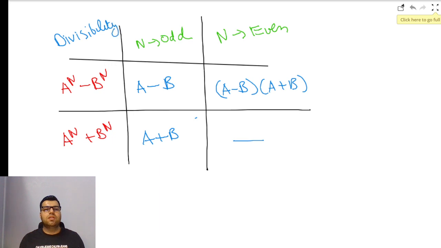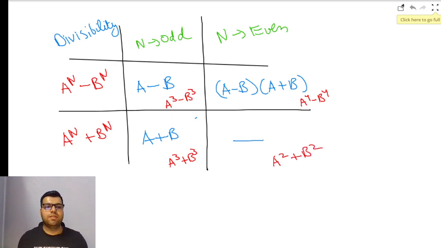This is used in questions on remainders. So just so that you can remember, you can take this case as a cube minus b cube because it is divisible by a minus b. Here you can take it like a cube plus b cube. You will get to know it is divisible by a plus b. Here you can remember something like a raised to power 4 minus b raised to power 4 divisible by a square minus b square. And if it is a square plus b square, it is divisible by nothing. So remember this table, an important table.